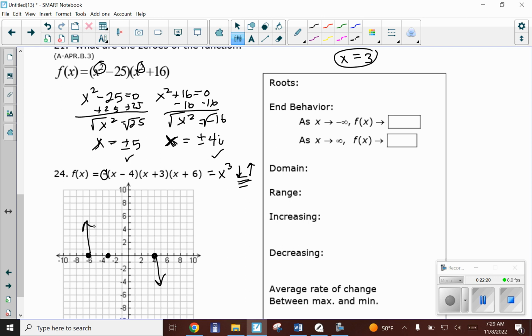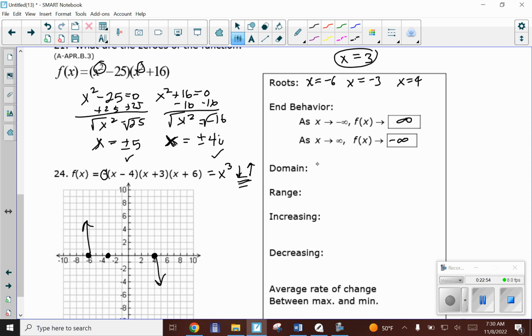So I have (x minus 4), parentheses, (x plus 3), and then parentheses, (x plus 6). So in the graphing calculator, we should be able to find, well, we have the roots already. The roots are going to be x equals negative 6, x equals negative 3, and then x equals 4. We know the end behavior. The left side points up, so that's going to be a positive infinity, and the right side points down, so that's going to be a negative infinity.